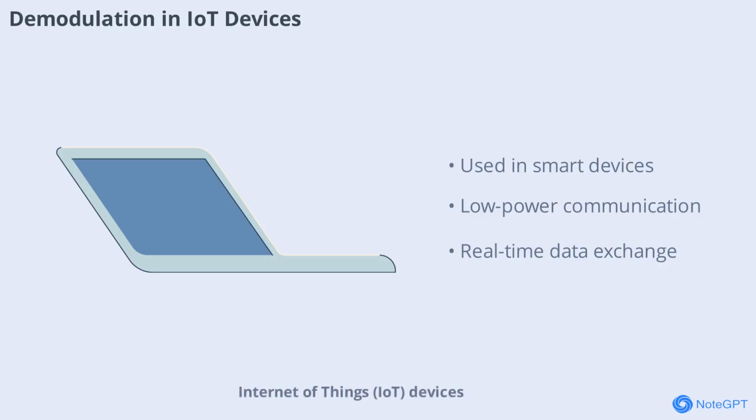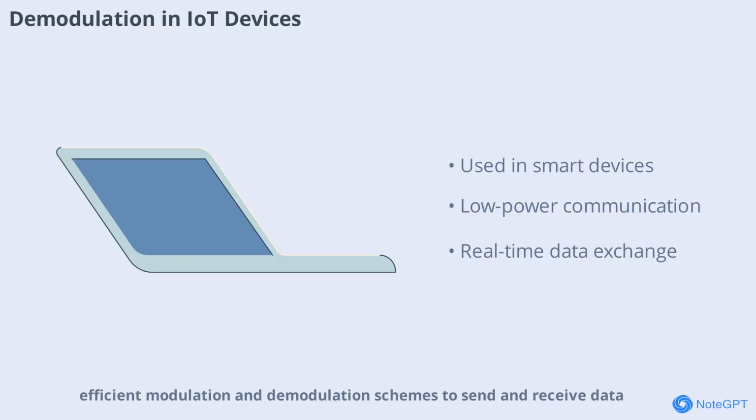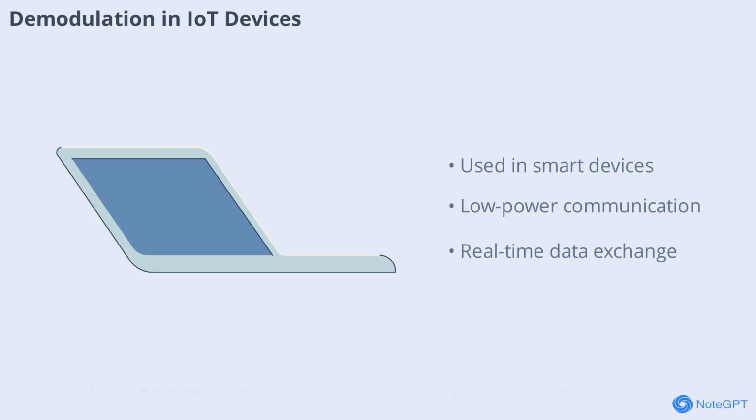Internet of Things, IoT, devices from smart thermostats to wearable fitness trackers depend on demodulation to communicate. These devices often use low-power, efficient modulation and demodulation schemes to send and receive data. Reliable demodulation ensures that IoT devices can operate seamlessly, sharing information and responding to commands in real time.